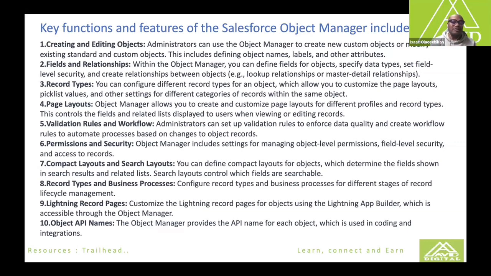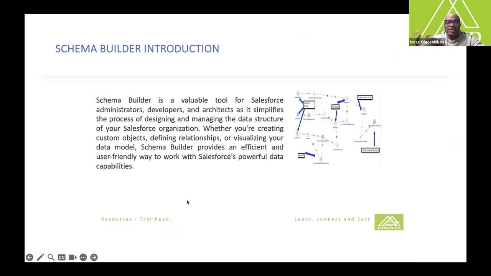Then you'll be able to get it, because there is no way you can do stuff with validation rules without understanding formulas. We have permissions, security, compact layout, search layout, record types, and Lightning, so many things on the app manager. By the time we get to the playground, you know much more and better about it.